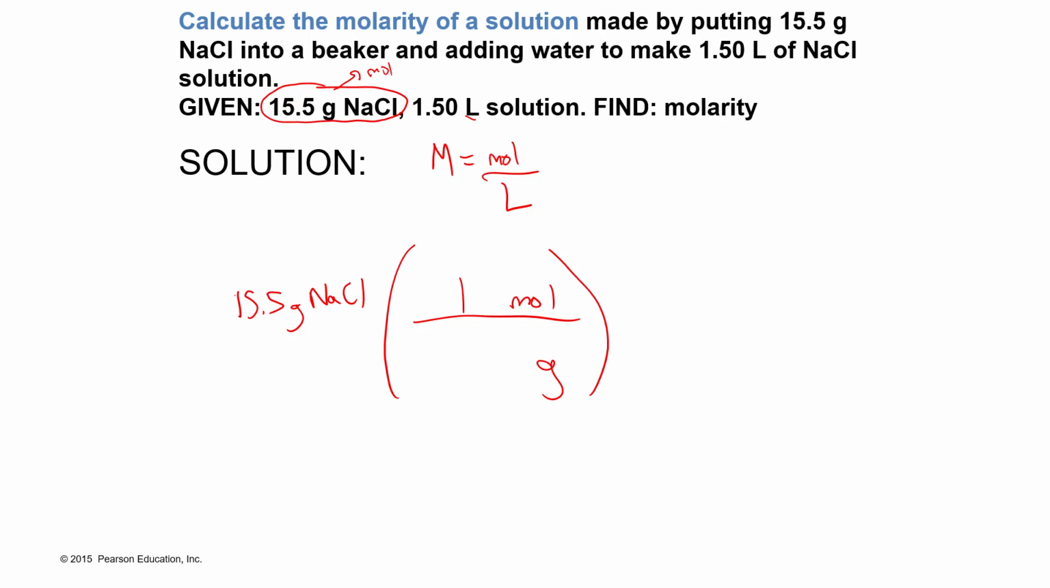So sodium is 22.990. Chlorine is 35.453. We get 58.443. So we're going to multiply across the top, divide away the bottom, and we get 0.265 moles. Now we can put this information into the equation.